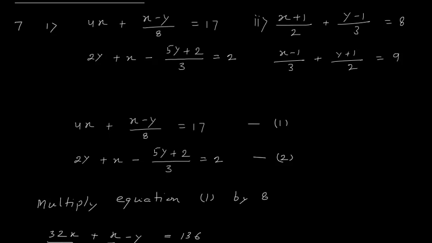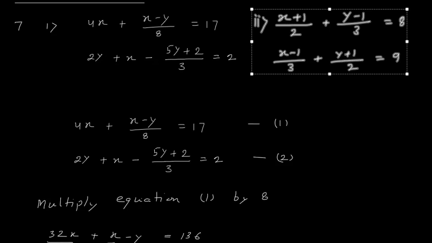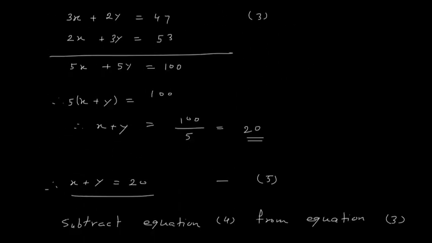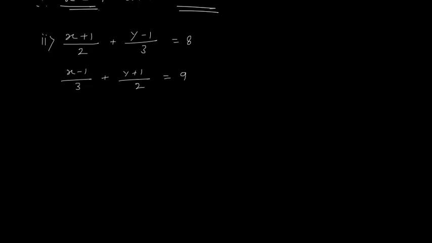So this is the first problem we have done. Now in the same way you can solve this second question. As we are going further, the problems are becoming a little more complex. They are not difficult, but they are a little lengthy. So here also this is equation 1 and this is equation 2. I will take the LCM of 2 and 3, which is 6. So I will multiply equation 1 by 6. Each term you are going to multiply by 6.